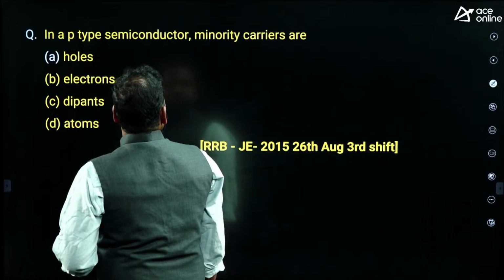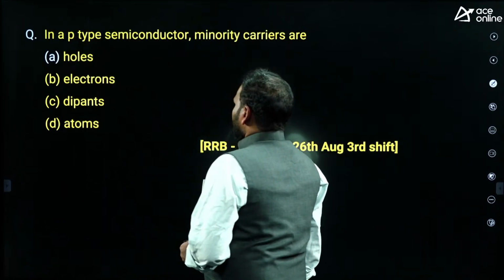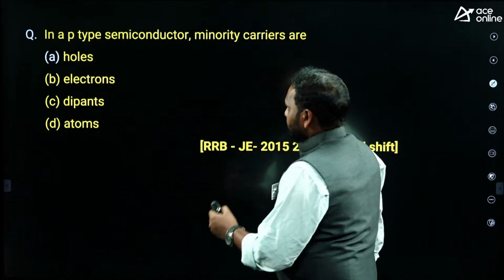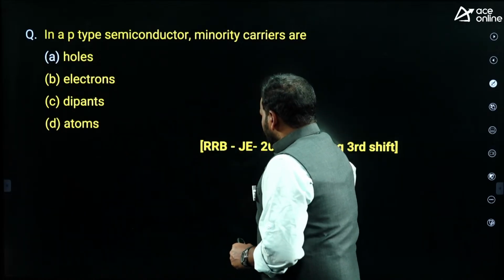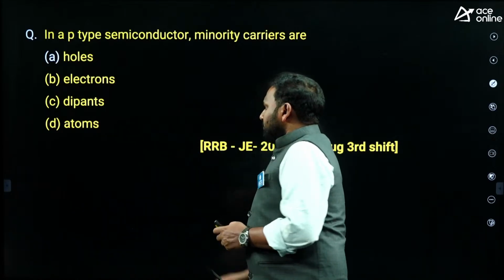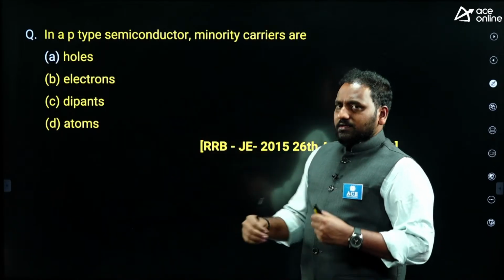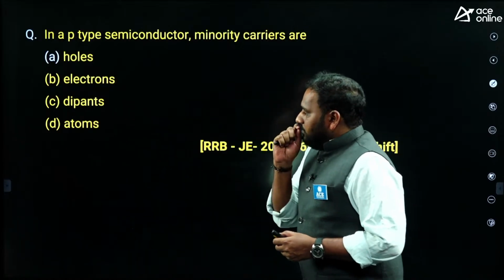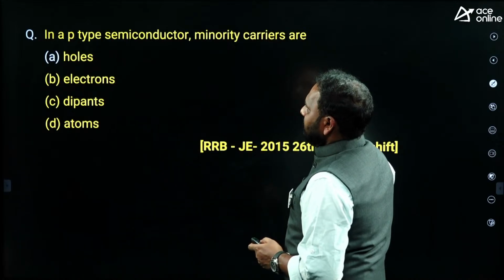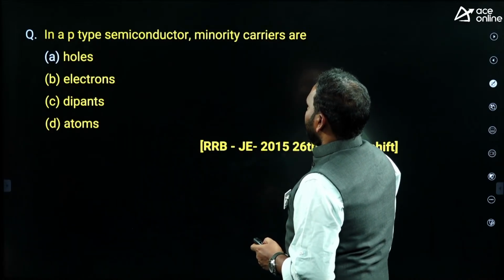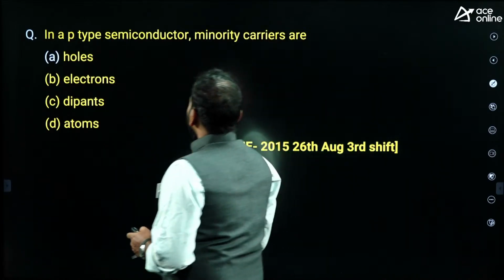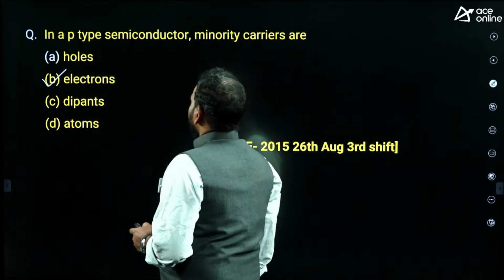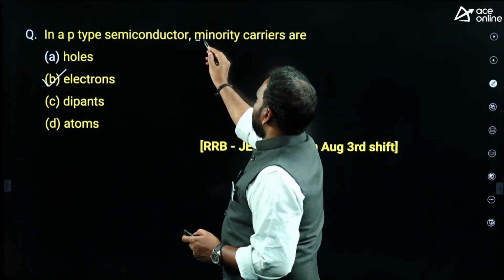In a p-type semiconductor, minority carriers: obviously in a p-type semiconductor, majority carriers are the holes and minority carriers are the electrons. Okay, Kiran, don't worry, not only for this particular topic, for the entire subject I will try to provide the notes, right? In a p-type semiconductor, electrons are the minority carriers. Holes are the majority carriers.